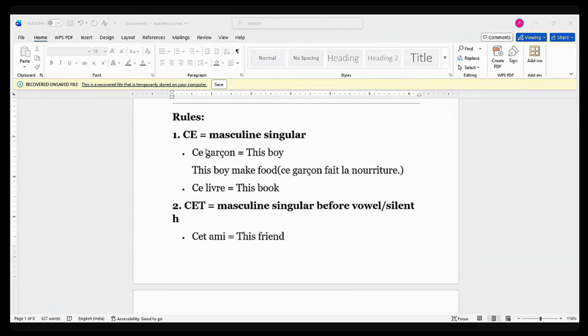Then I move to the next one. Next one is CET. CET is used for the masculine singular before a vowel or a silent H. Like I give examples. CET we use for the vowel structure, like ami. Ami means friend, but this starts with a vowel, and for starting with a vowel we use CET. There are some exceptional cases, but from here we use CET.